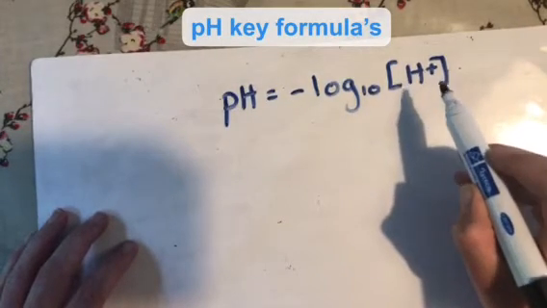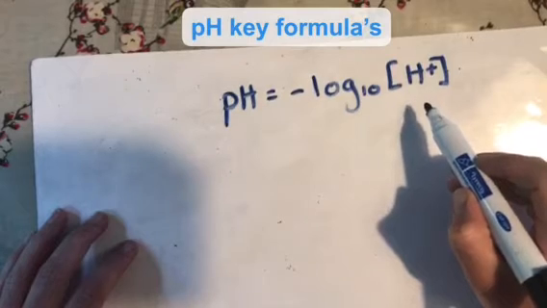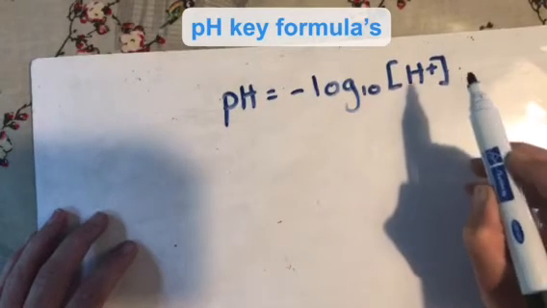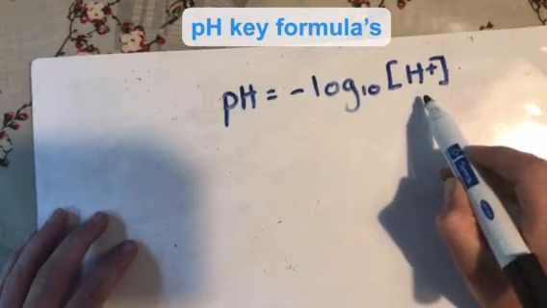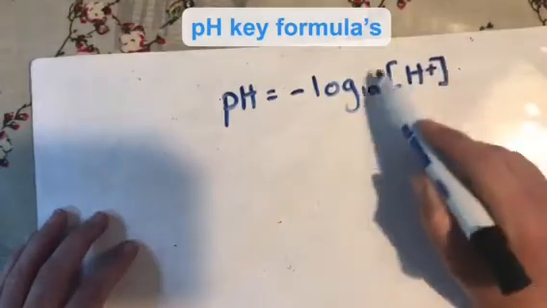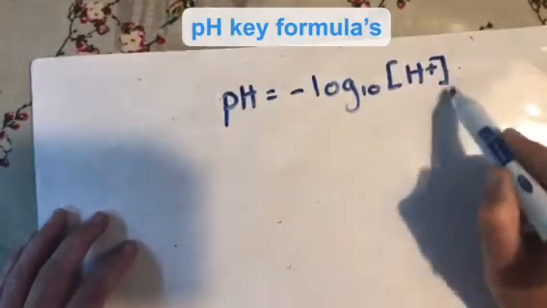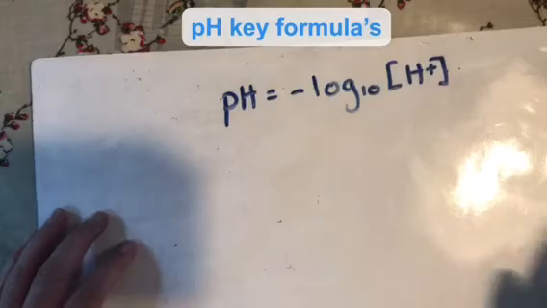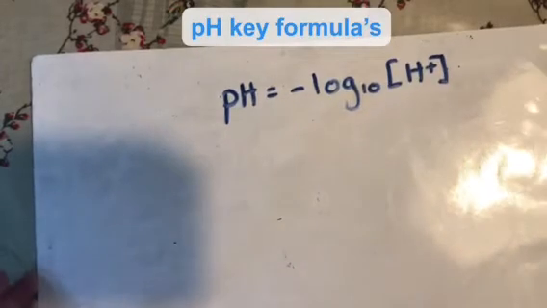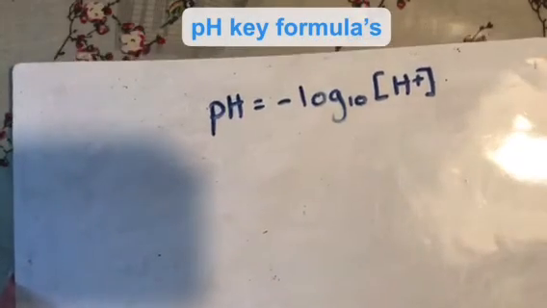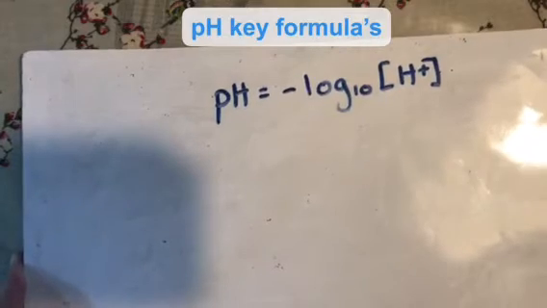Now please be aware that there are certain types of acids that give out 2 or 3 hydrogen ions per molecule, so we'll have to be cautious when we're using our concentration of acid for this, okay? But that's our first really important formula for pH. All right, okay, so that's the first one.